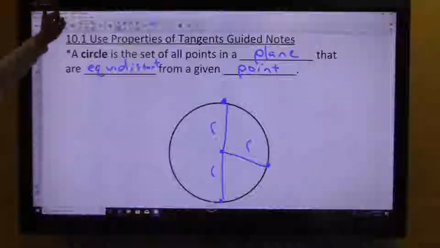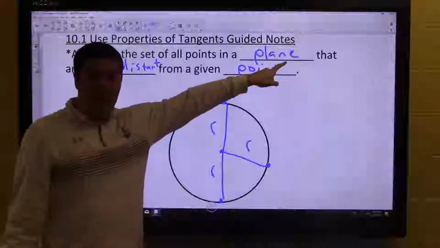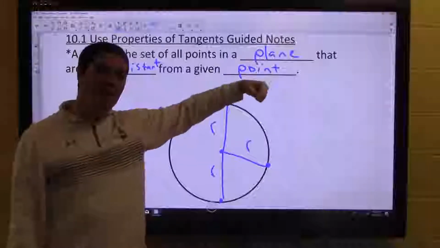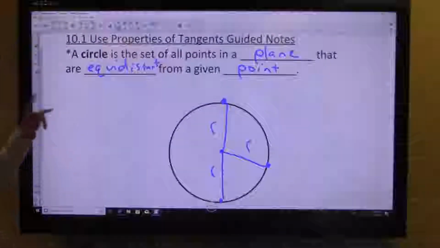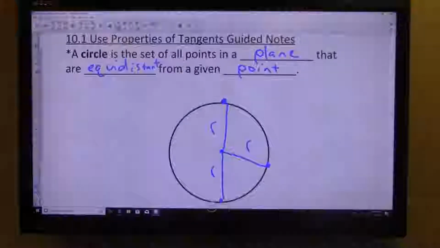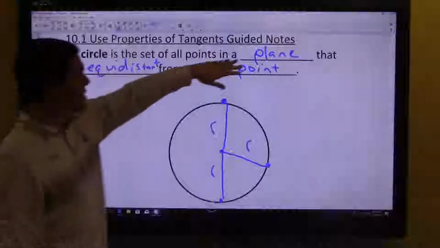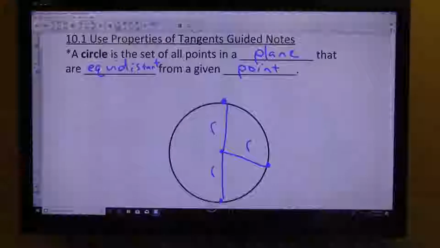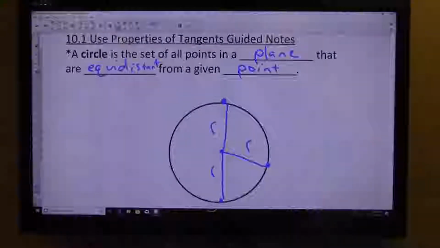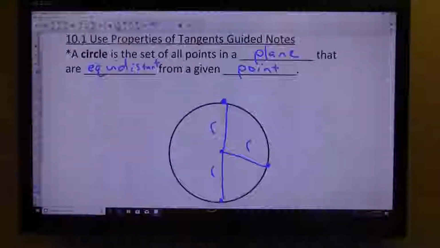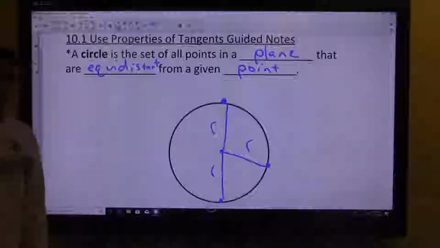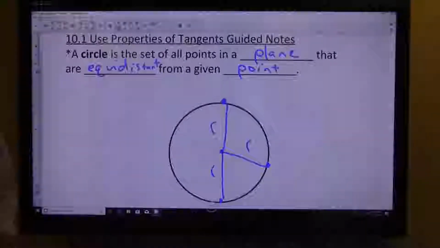Now notice one more thing I want to point out. It has to be in a plane. Remember, a plane is 2-dimensional. So think about this: if I went to 3 dimensions, and let's say I didn't say anything about it being in a plane, what would be the set of all points that are equidistant from a given point in 3-dimensional space? Let me say that again. What is the term for the set of all points equidistant from a given point in 3 dimensions?